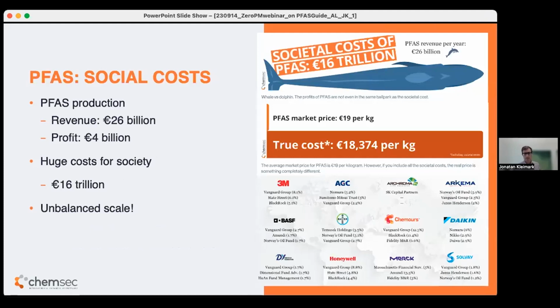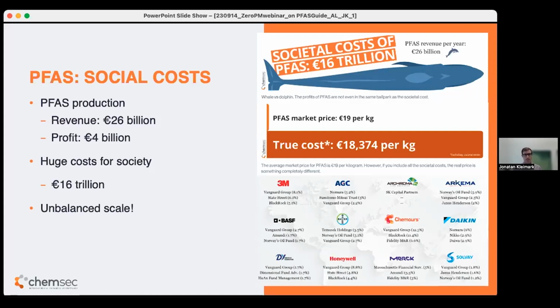But of course, there is an industry producing and selling these chemicals, and what I want to point out here is that even though there is a revenue and a profit for these companies, we have done work to understand that, and we have estimated the PFAS production revenue to be around 26 billion euros per year, and the profit for those companies around 4 billion euros annually. Which is, I would say, a fairly small business on a global scale and on a chemical scale.